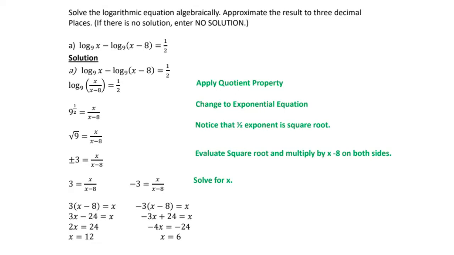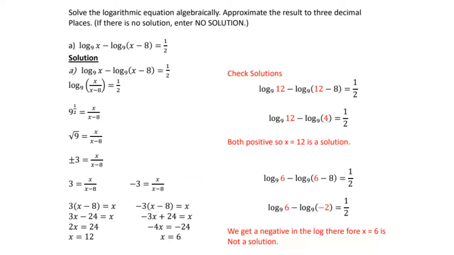So you always want to check these values to make sure that you get a solution. So you see that when we use x equals 12, we get the solution. But when we use 6, we get a negative value. So 6 is not a solution. So we only have one true solution, which is that x equals 12.